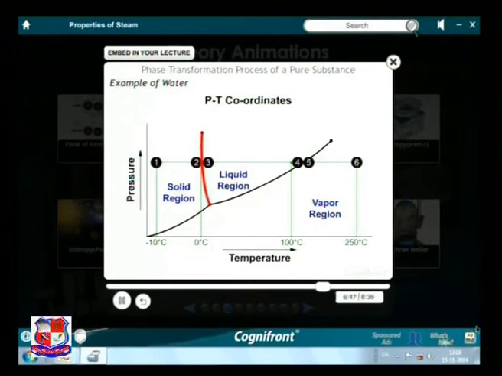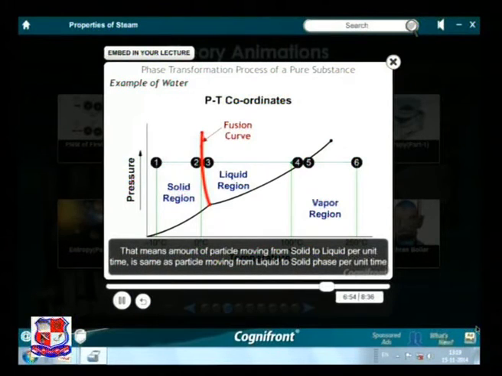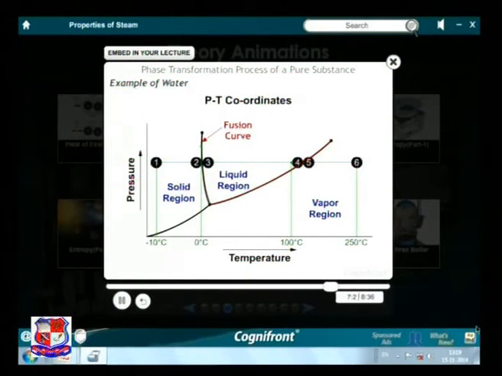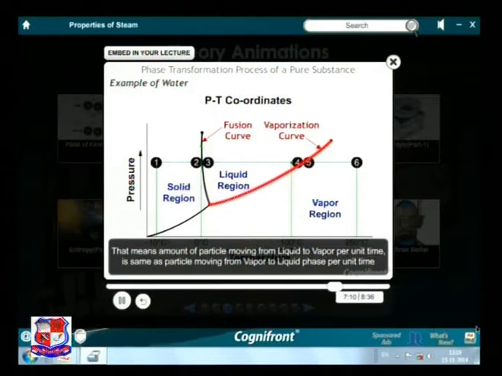Observe that the curve passing through states 2 and 3 is known as the fusion curve. The two phases are in equilibrium at all points on this curve. The curve passing through 4 and 5 is called the vaporization curve. The two phases are in equilibrium at all points on this curve. Observe that vaporization is considered at different temperatures and pressures.